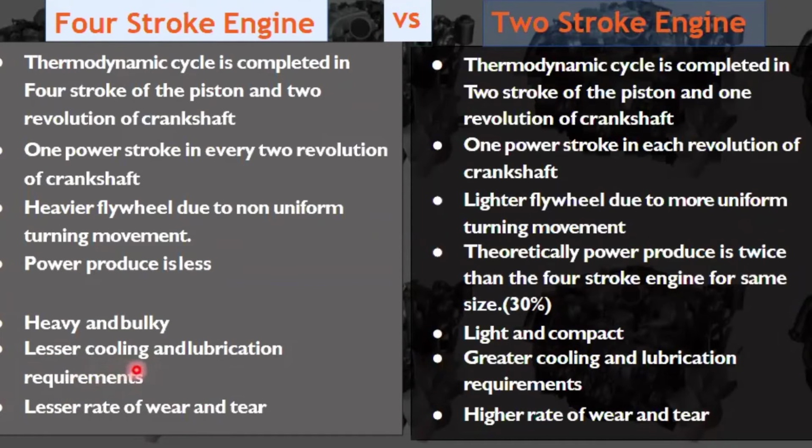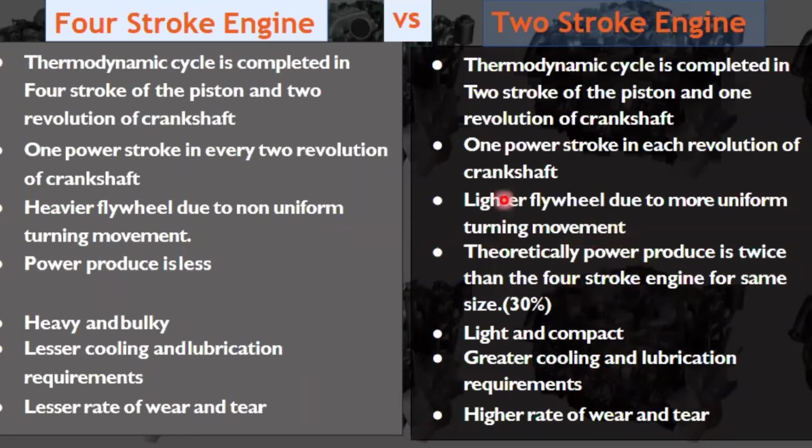And here we need lesser cooling and lubrication requirements. Why? Because here we are going to have four strokes, and it is going to take more time. Because of that increased timing, we can provide lubrication in a lesser quantity. But here we need greater cooling and lubrication requirements. Why? Because for every power stroke we are going to generate more heat and energy. So we need to provide greater cooling, and the lubrication should be very effective, heavy lubrication we need to provide.